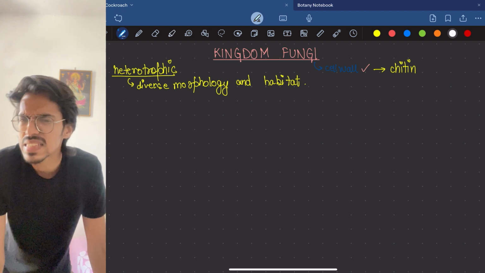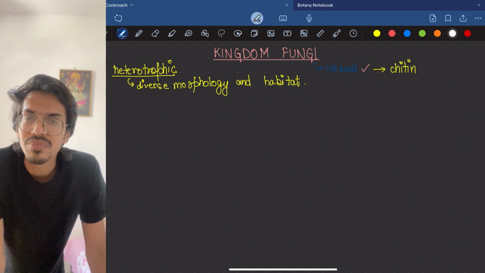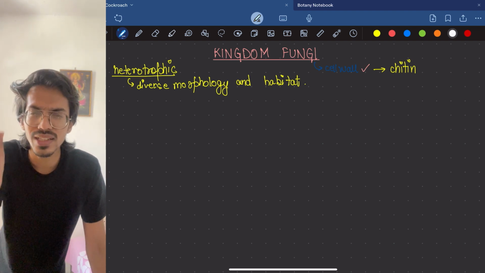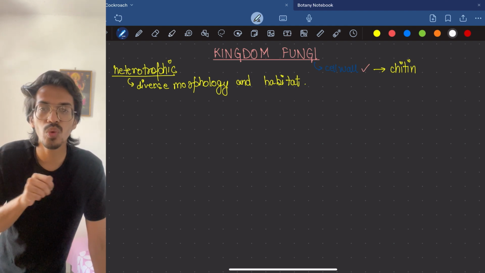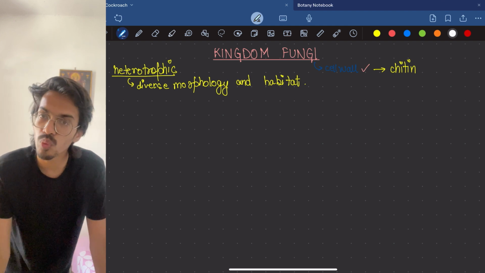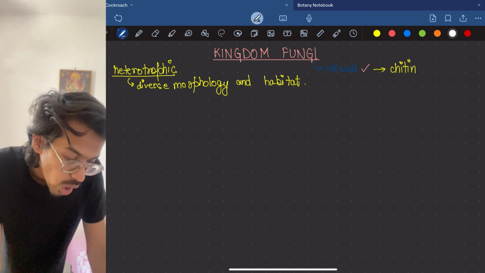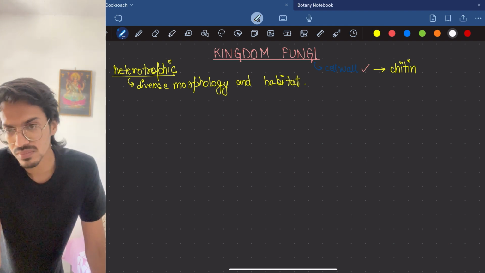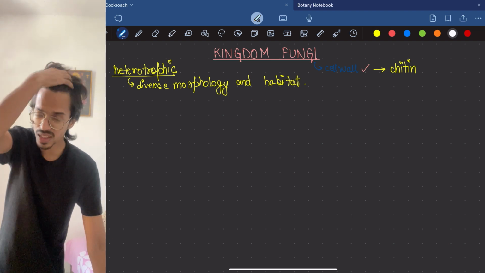NCERT says that if you have ever seen something getting rotten, for example, if the bread is getting rotten, we see a greenish brown or black colored structure present on it, and it is foul smelling. That is the fungus. What is that fungus known as? Bread mold, and it belongs to Rhizopus. Rhizopus is the name of the fungus which is doing it.